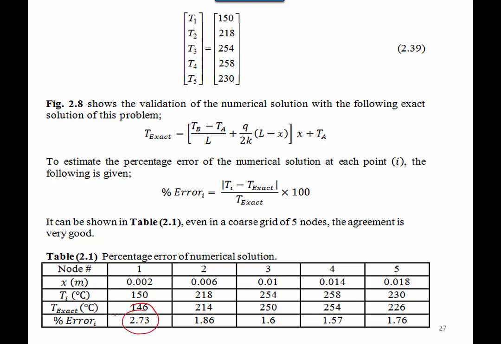the maximum error appears in node number 1, control volume 1, and it is around 2% or approximately 3%. Therefore, it is an acceptable solution. If we refine our grid and make it more than 5 nodal points, we will have a more accurate result.